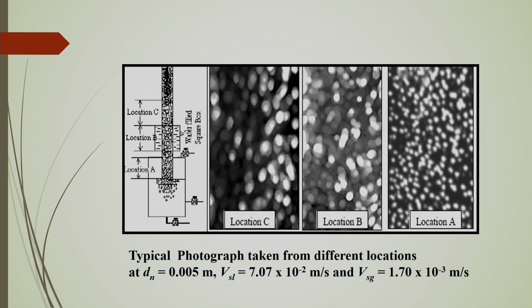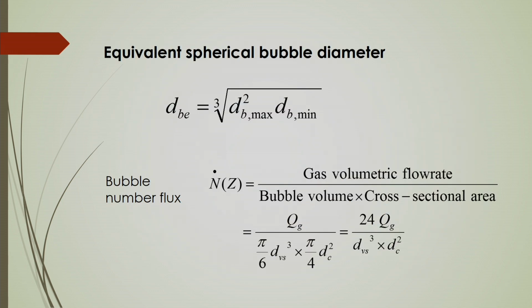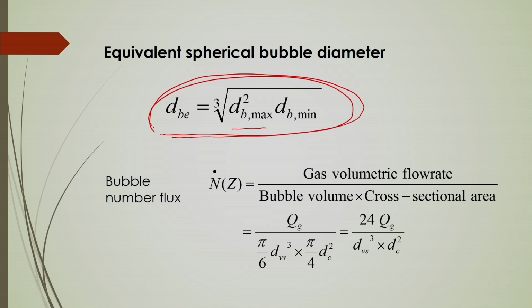So, how do you calculate the equivalent bubble diameter for an elliptical bubble? By this equation. If you know the major axis and minor axis, that means the maximum diameter and minimum diameter of that elliptical bubble, then you can easily calculate the equivalent bubble diameter for each bubble. Once you know the equivalent bubble diameter for 500 bubbles or more, you can get the mean bubble diameter. That mean bubble diameter may be a different type of mean.